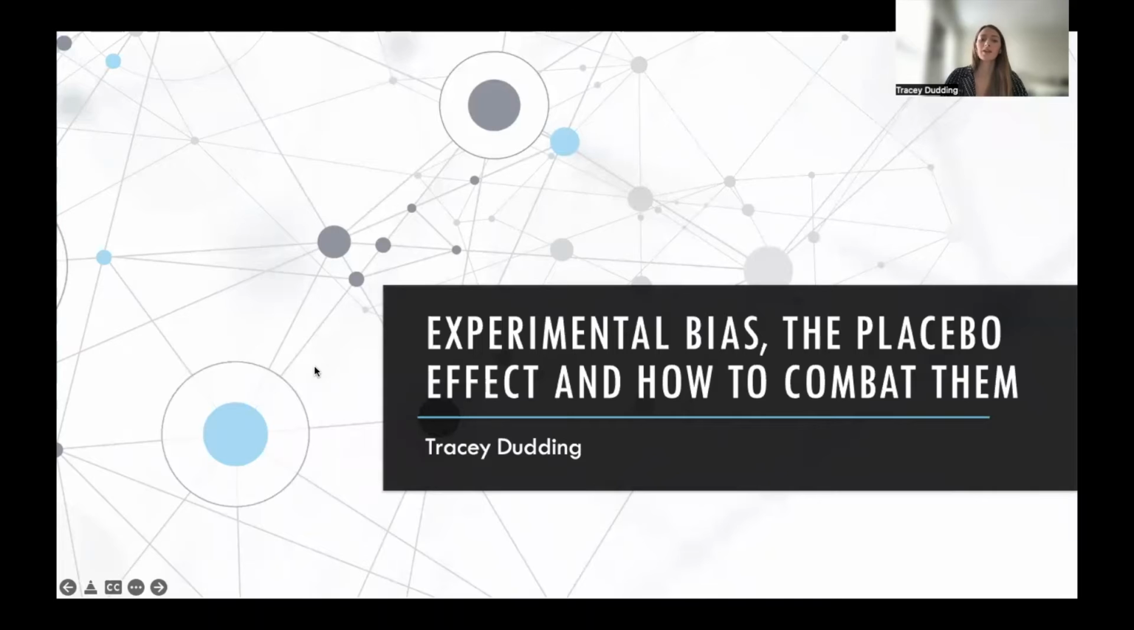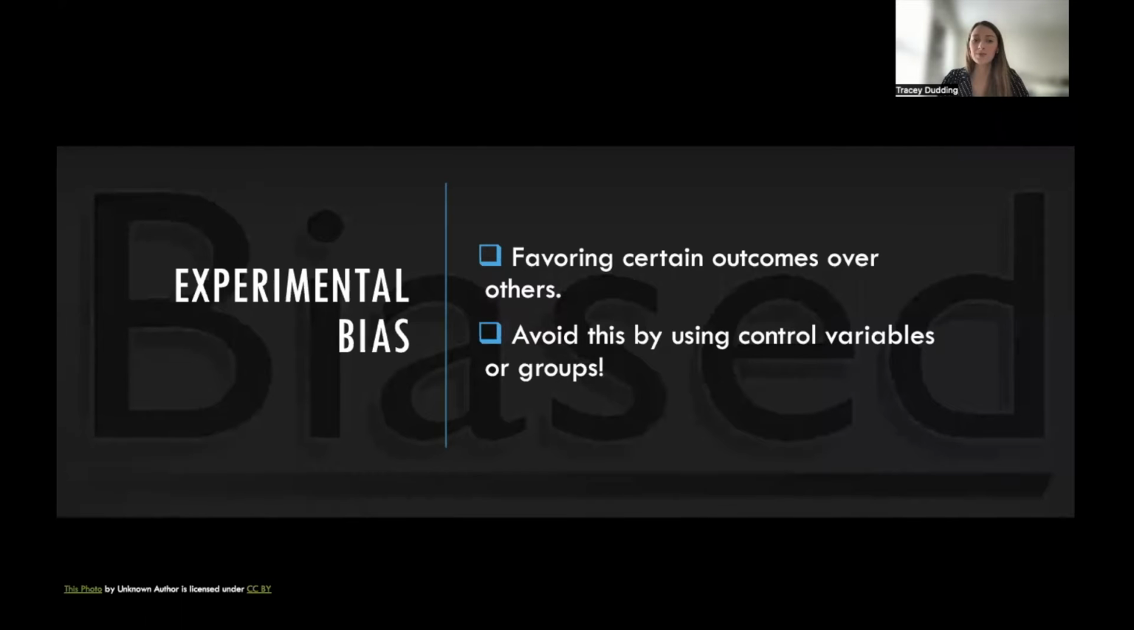Welcome back. Let's do another lecture related to experimental studies and observational studies. Experimental bias, the placebo effect, and how we can combat them. We're going to start with experimental bias. Experimental bias is when we favor a certain outcome over others. Of course, we want to do this by using control variables or groups. And there is a famous example of this.